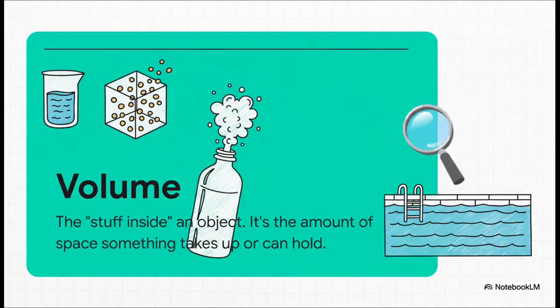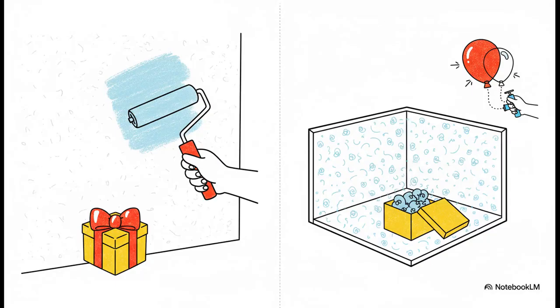And on the flip side, we've got volume. And this one's just as easy. It's the stuff inside. It's all about how much space something takes up, or how much stuff, like water or air or cereal, you can actually cram inside of it. And here you can see them side by side. It really is that straightforward. Surface area is the covering on the outside, like how much paint you need for a wall. Volume is the stuff on the inside, like how much air is in that room. It's always the wrapper versus the filling.